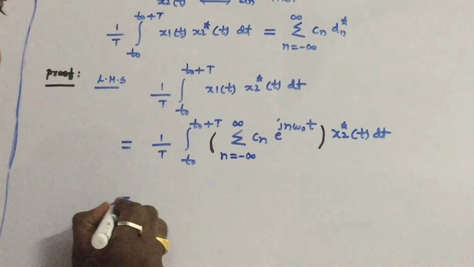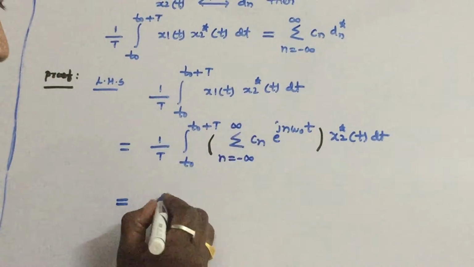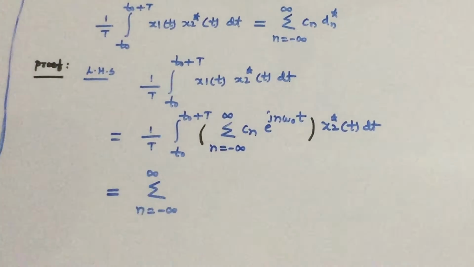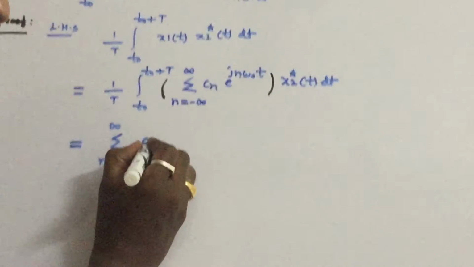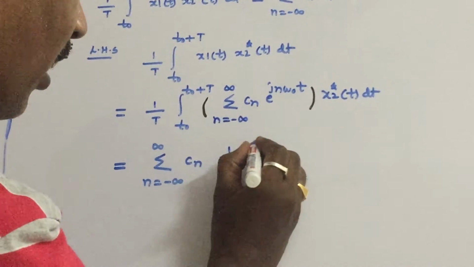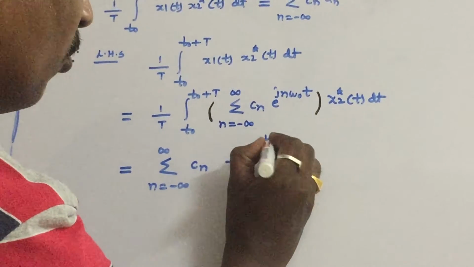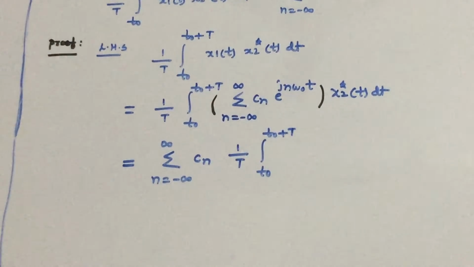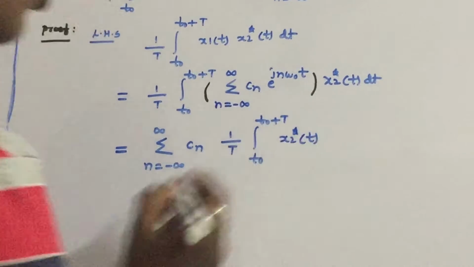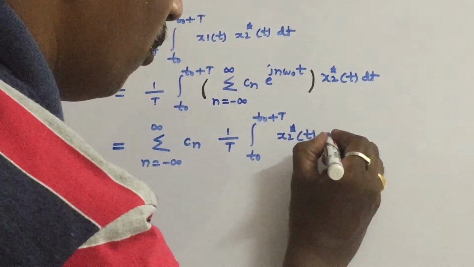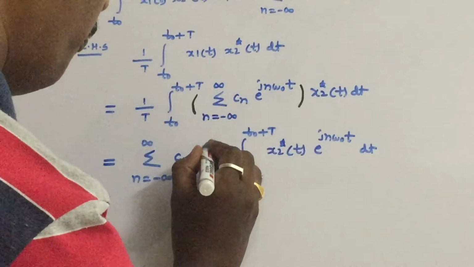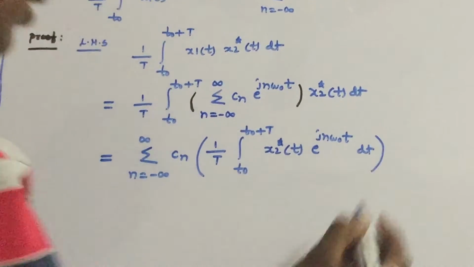So first let us take the summation and Cn outside. Therefore, summation n equals minus infinity to infinity, write Cn. Then 1 by T, write the rest of the terms: 1 by T integral t0 to t0 plus capital T x2 star of t into e power j n omega 0 t dt. So put the entire thing in one bracket.